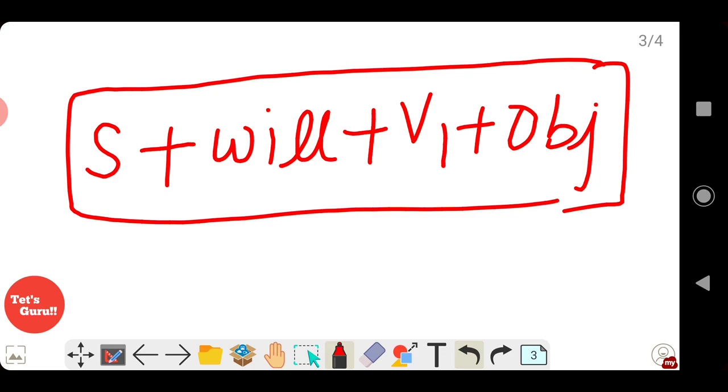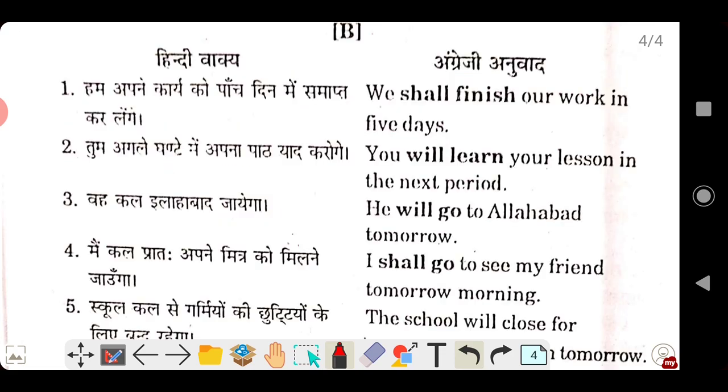Hindi will be on the left side and English will be on the right side. So whenever you have a chance to see the Hindi translation, you can see that. And here we go. Now this is the Hindi translation on the left side, and this will be the English translation. We shall finish our work in 5 days. You know, the particular action is going to happen in the next 5 days. We shall finish our work in 5 days.